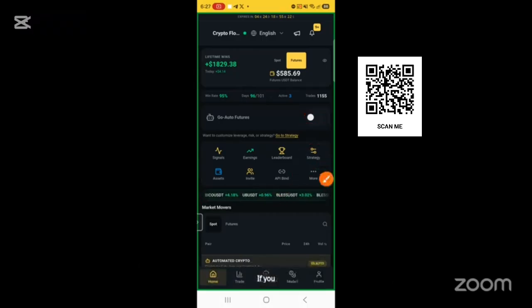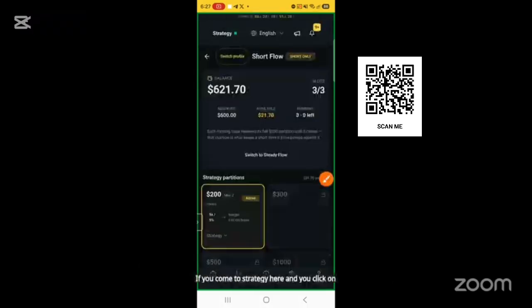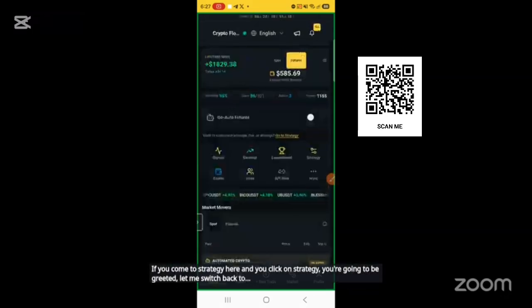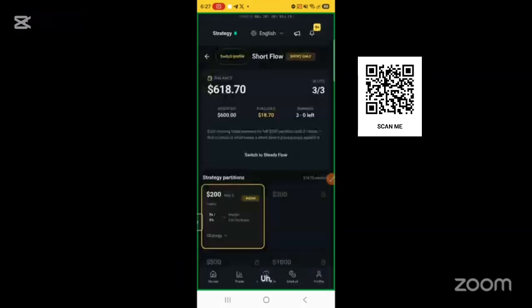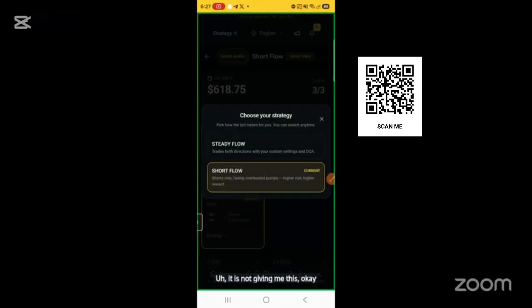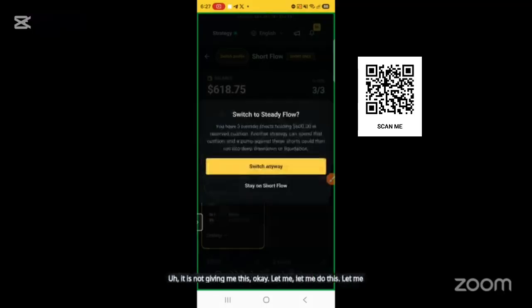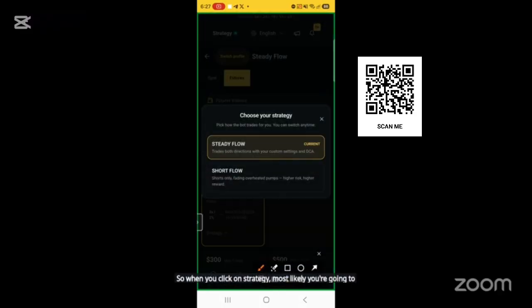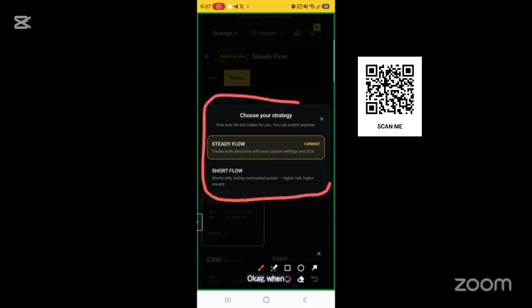If you come here and click on strategy, you're going to be greeted. Let me switch back to, okay. It is not giving me this, okay. Let me do this. So when you click on strategy, most likely you're going to be met with this pop-up.